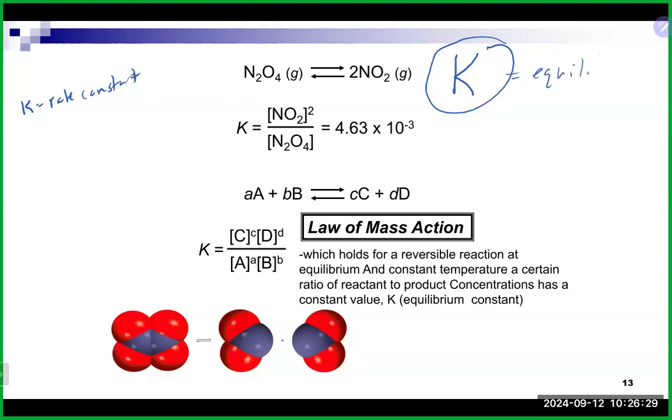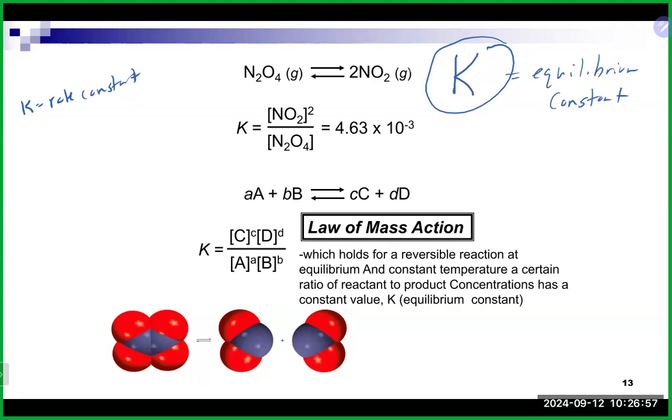We will learn about all kinds of equilibrium constants. The equilibrium constant is a constant value for a reaction at a specific temperature. So as long as you do not change the temperature, there is a relationship for that reaction that will always give you the same number, which is the equilibrium constant.